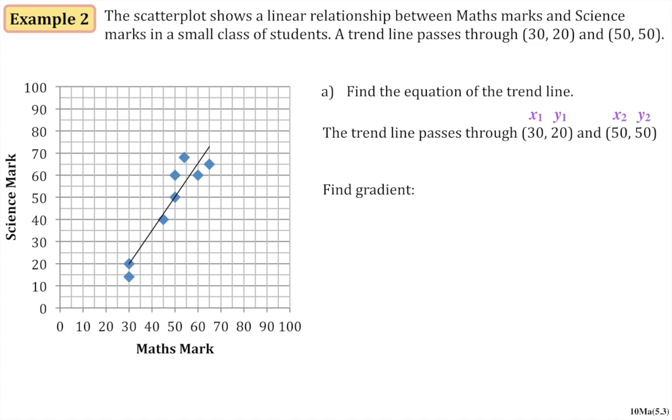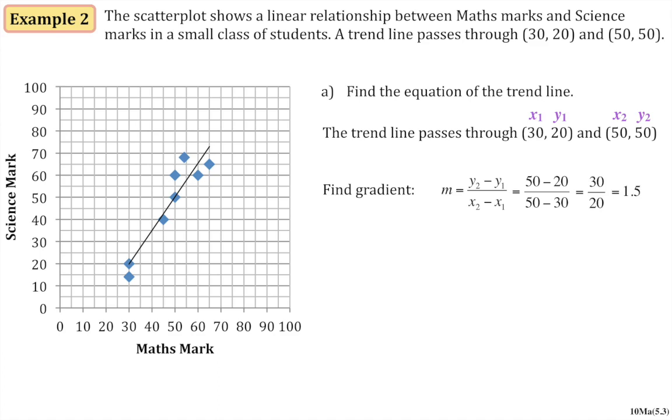I'm going to find the gradient first. Now I know the formula for the gradient is, and remember little m stands for gradient, it's y2 take y1 on x2 take x1. I know what y2 and y1 are. I know what x2 and x1 is. I can put those numbers in. So it becomes 50 take 20 over 50 take 30, which cancels down to 1.5 if I write it as a decimal.